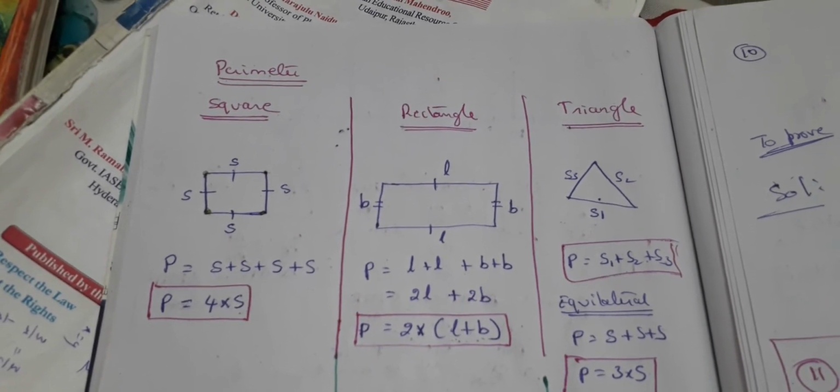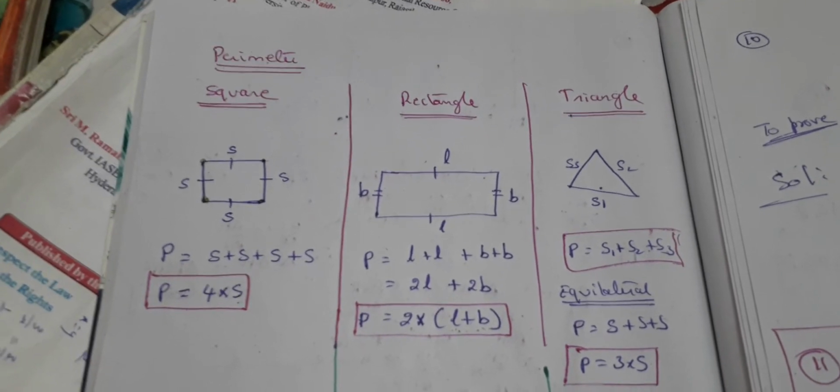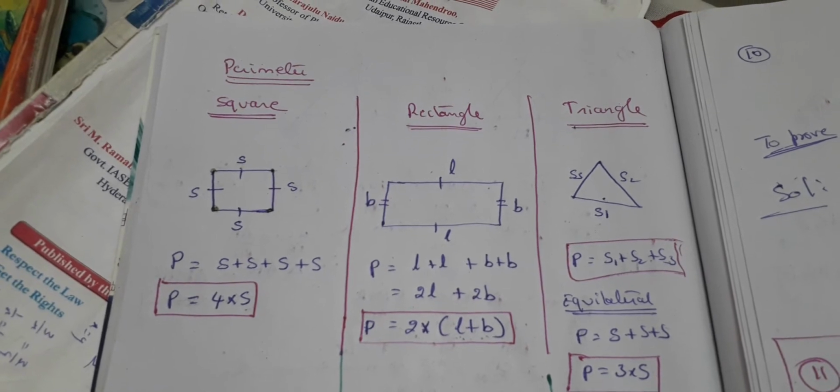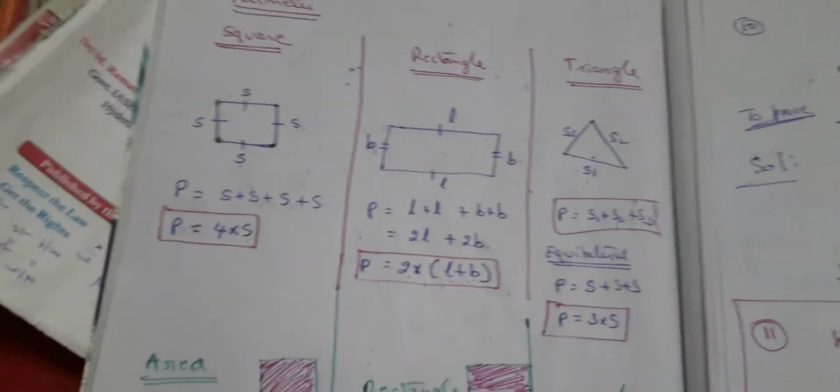That is, wherever there are curves, you will make use of the thread, and then along the boundary you will place the thread, and finally you will find the total length of it. So that gives you the perimeter. So this is all from your 6th and 7th standard.